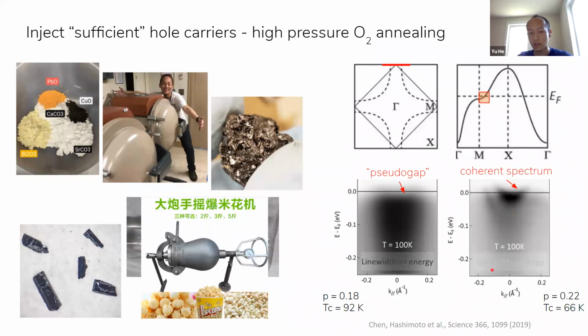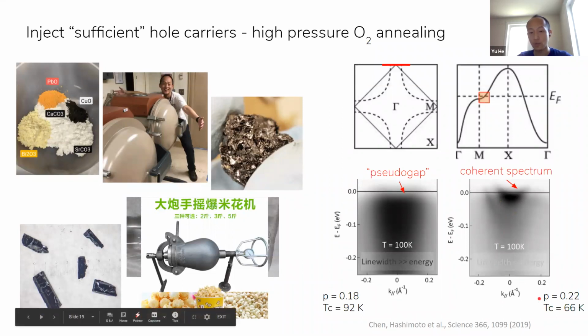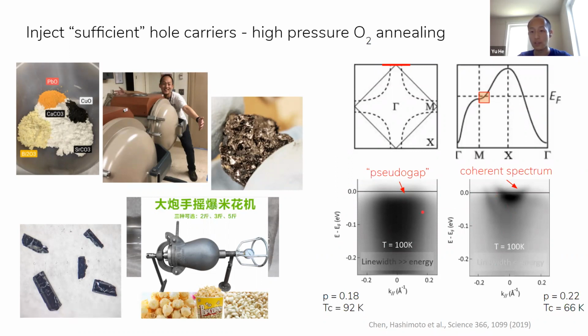Importantly, on the right-hand side, with only about 4% more hole concentration, the system Tc is suppressed to 66 Kelvin. But you can see even without any quantitative analysis that the spectrum becomes qualitatively a lot more coherent at the same momentum point in the Brillouin zone. So that's already giving us a lot of spectroscopic confidence that we indeed have pressed enough oxygen into the system such that we regained spectral coherence.